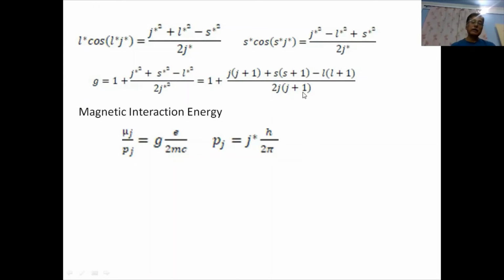Now, magnetic interaction energy, that is μJ by PJ. Because of the combined contribution of the angular momentum, that is the magnetic moment associated with the orbital angular momentum and the magnetic moment associated with the spin angular momentum, we have the combined effect. So for the magnetic interaction energy, in the same way that we had written μL by PL or μS by PS, similarly we can write μJ by PJ is equal to some factor G into e by 2mc, where G is known as the gyromagnetic ratio. Here PJ is the same as the earlier one, J* h by 2π.